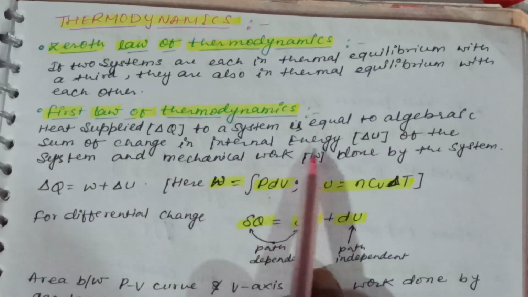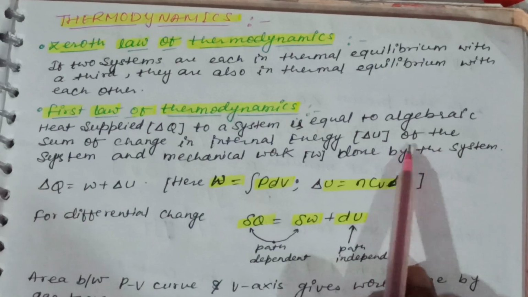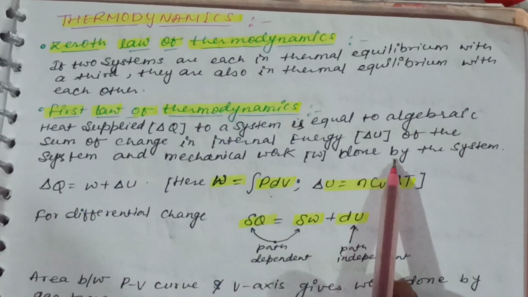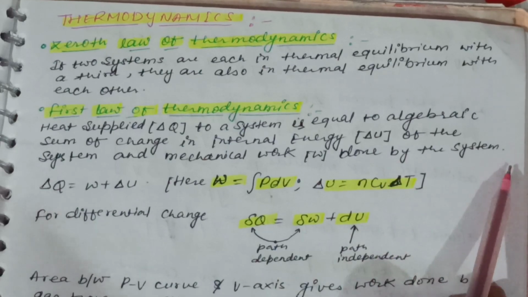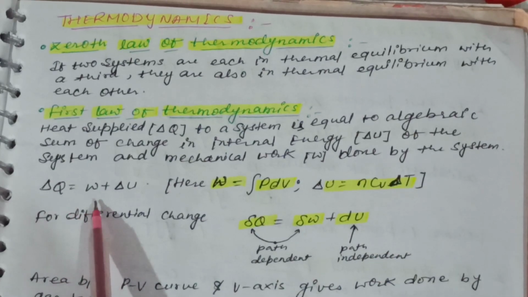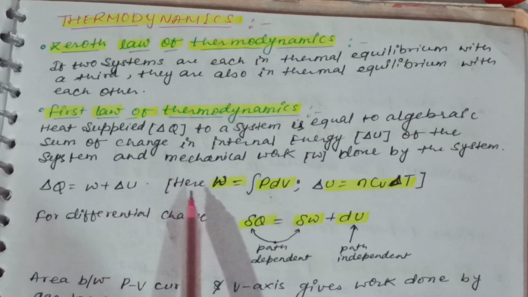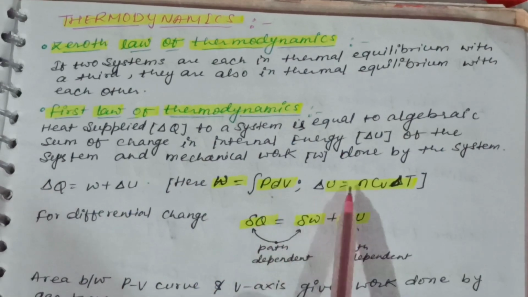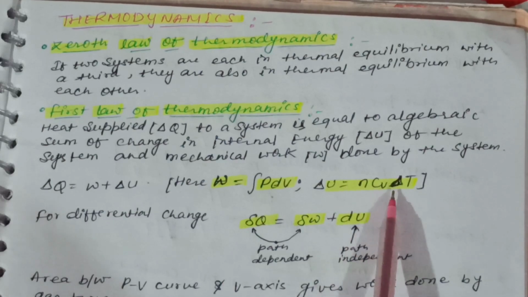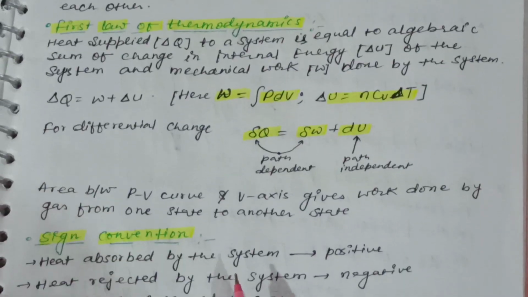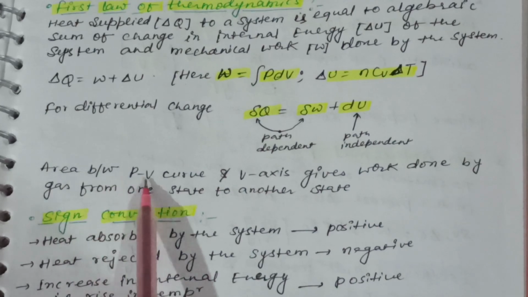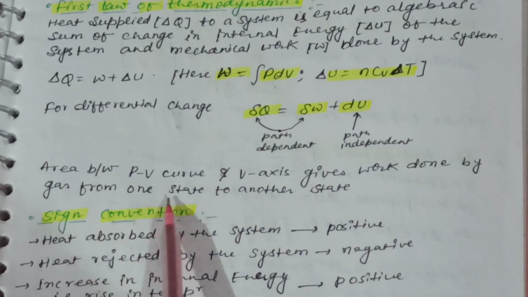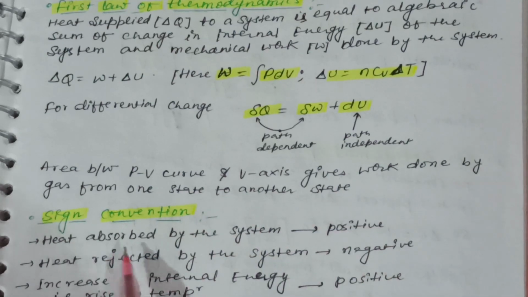Now, first law of thermodynamics: heat supplied ΔQ to a system is equal to the algebraic sum of change in internal energy ΔU of the system and mechanical work W done by the system. ΔQ is equal to W plus ΔU. Here W is equal to integral of P dV. ΔU is equal to n Cv ΔT. Area between the PV curve and the V axis gives work done by gas from one state to another state.